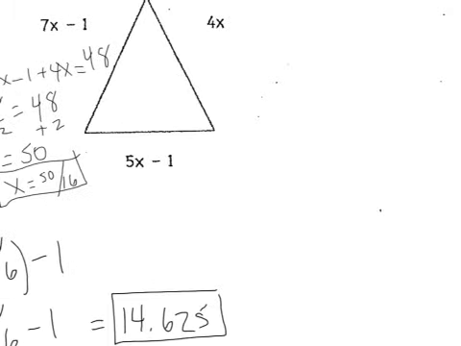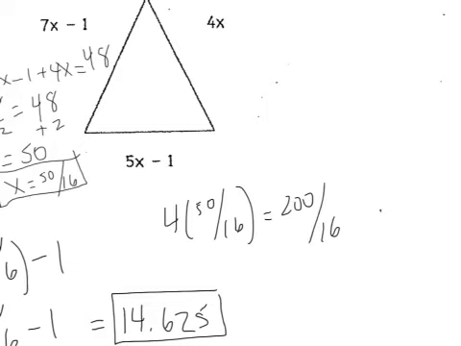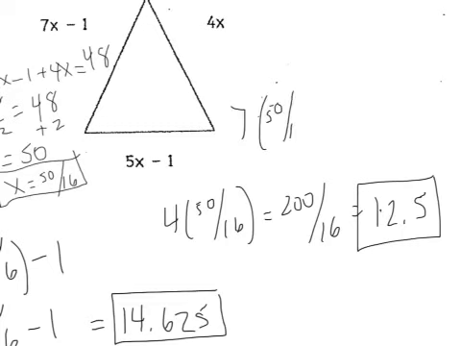And now you've got your 4x. So 4 times 50 over 16, which is 200 divided by 16. So you've got 12.5 there. Then your final side, you have 7x minus 1. So you've got 7 times 50 over 16 minus 1.